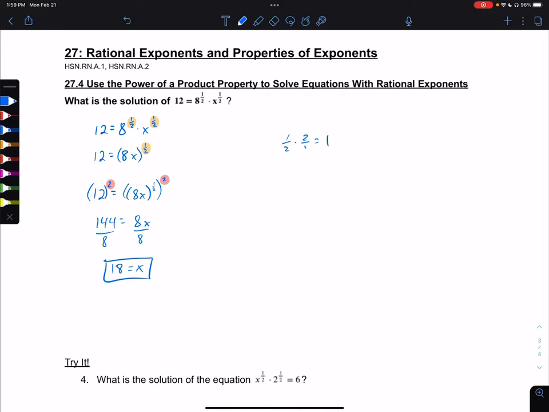Shouldn't have too much trouble with these. Try number 4 a go and see if this makes sense to you.